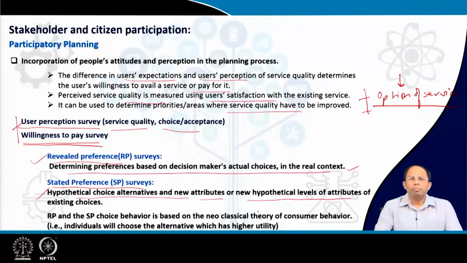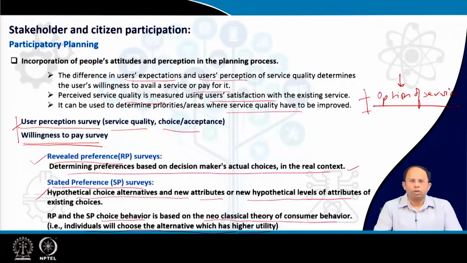So both RP and SP choice behavior, that is a person's choice to give a certain rating or to choose a certain option, is based on the neoclassical theory of consumer behavior. So what it says is, individuals will choose the alternative which has the highest utility for them. That means a person will give a choice for a particular item if it is giving him the highest utility. So the utility is based on many characteristics.